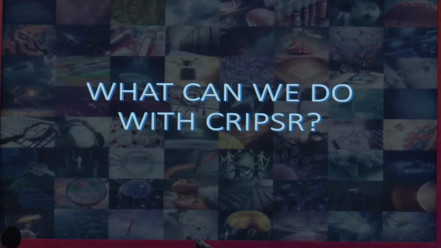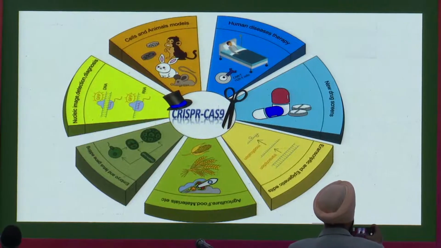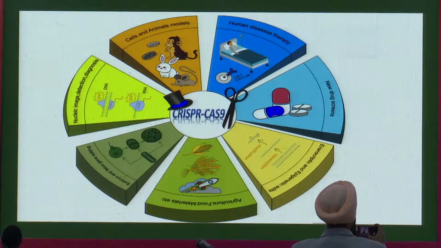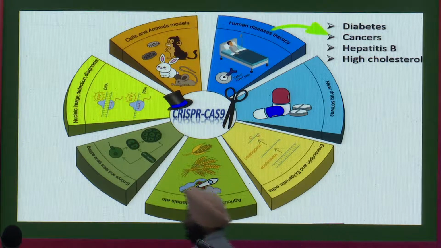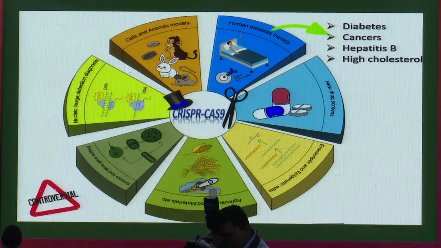So what all can we do with CRISPR? We can actually target and replace genes in humans. It is already used widely in agriculture and food industry, and it has large potential in many types of cancers, diabetes, hepatitis B, hypercholesterolemia, and another possibility is to edit germline cells. However, it may not be applied due to ethical issues.